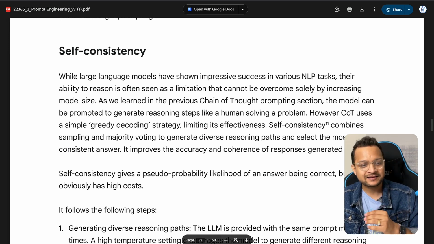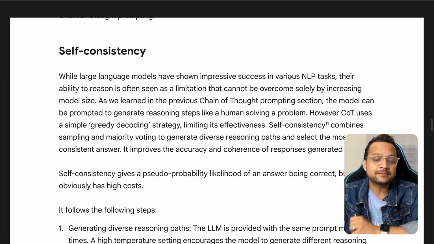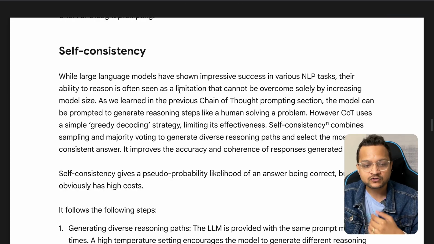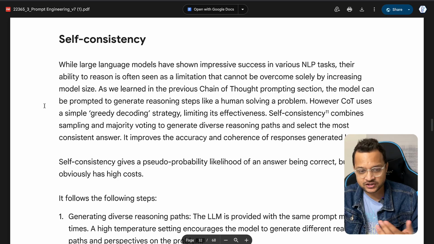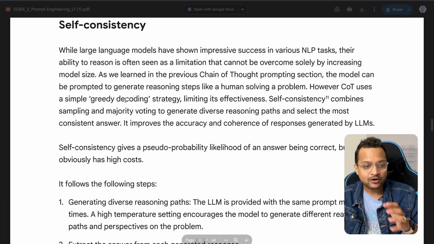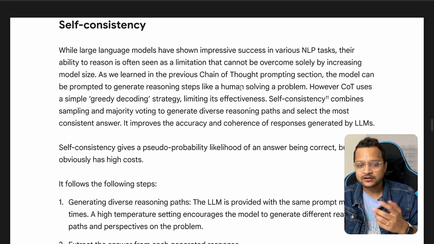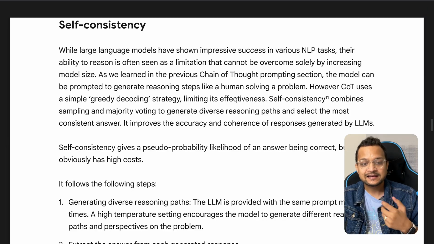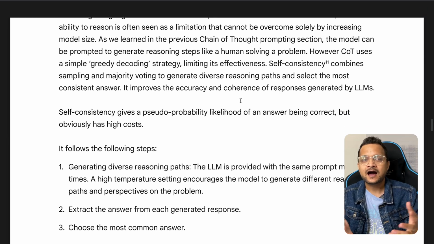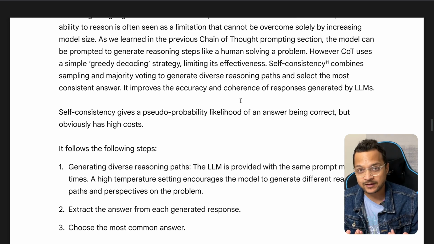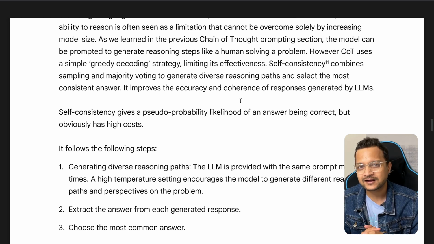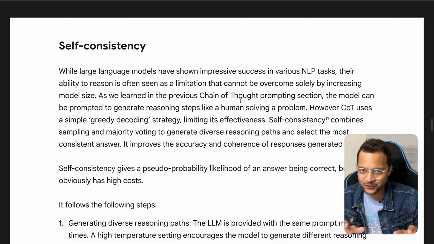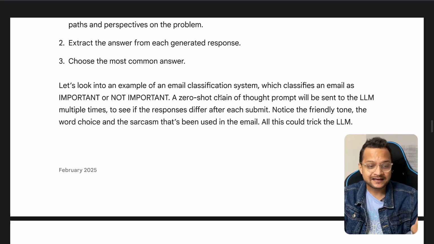So basically, while large language models have shown impressive success in various NLP tasks, their ability to reason is often seen as limited and cannot be overcome solely by increasing the model size. That's the limitation. Even with chain of thought prompting, the model can be prompted to generate reasoning steps like human to human. However, chain of thought uses a simple greedy decoding strategy, limiting the effectiveness. All of these things are great, but if the model doesn't have the capability to give you the correct answer, how can we get the answer? It's simply saying ask multiple times. I don't know why this is inside the prompt techniques, but let's see the result.